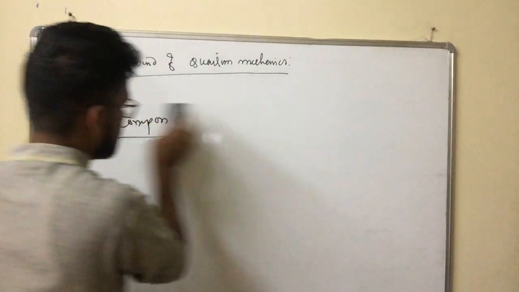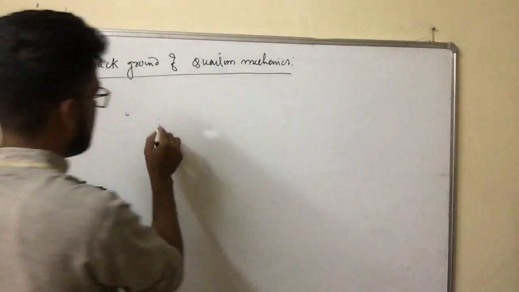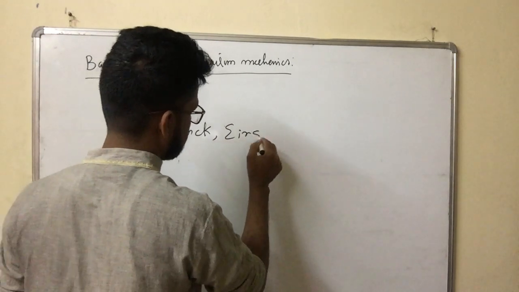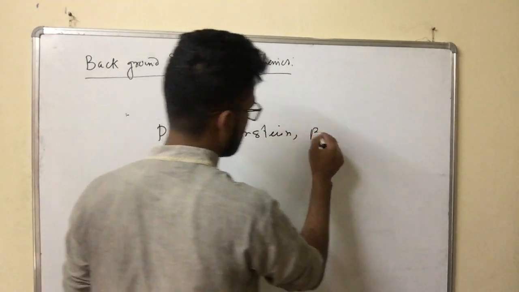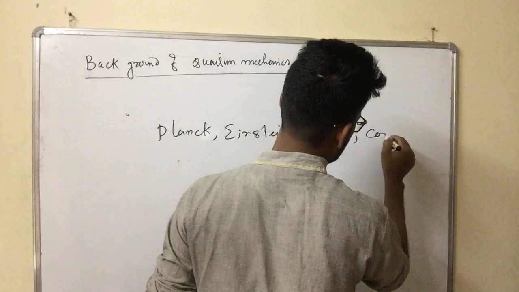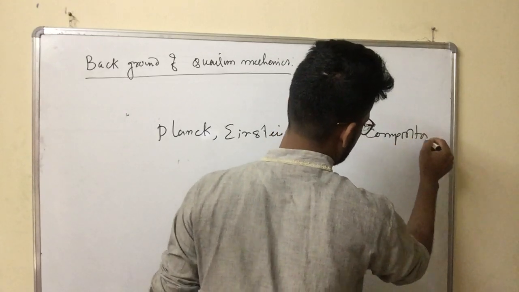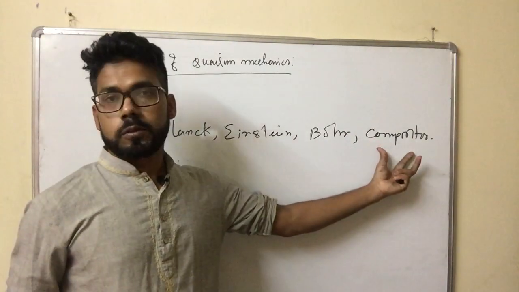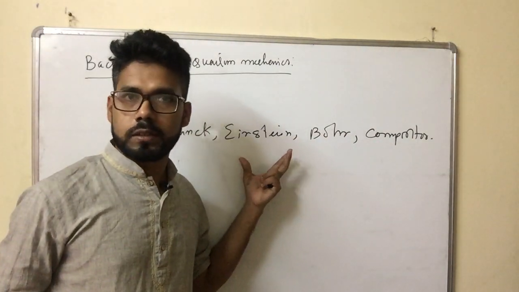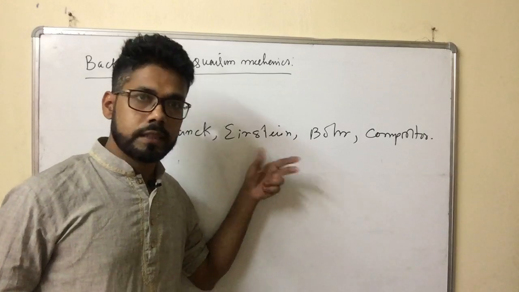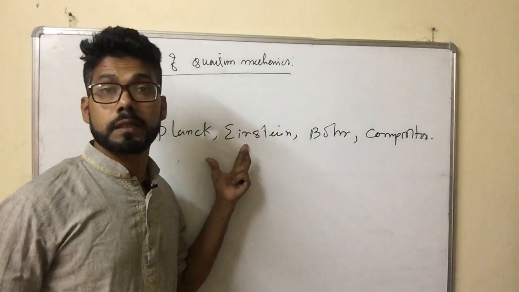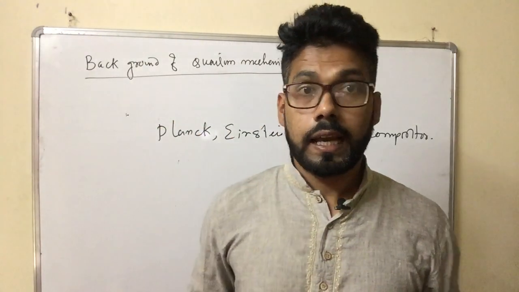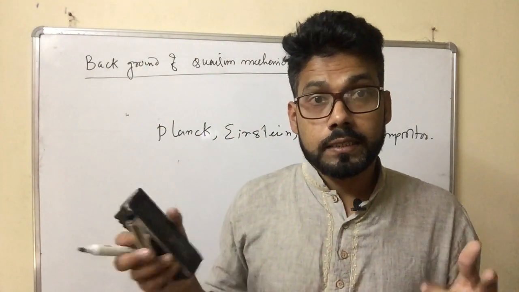What we can say: Planck, Einstein, Bohr, Compton. These experiments have already given evidence. So these 4 experiments establish many things. One, the quantization rule, and another, the particle aspect of radiation.